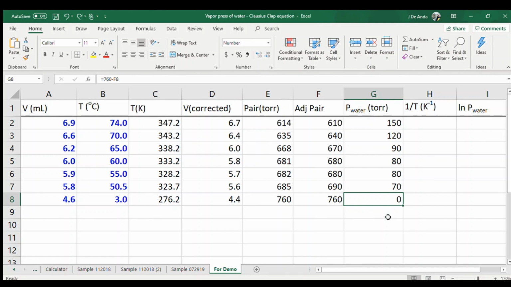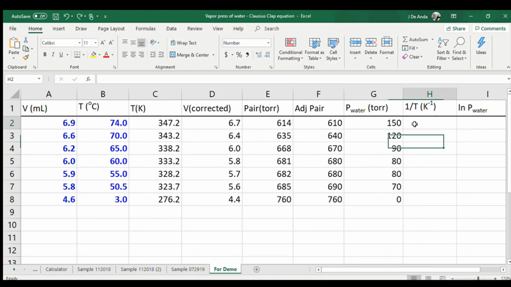In order to get the Clausius-Clapeyron plot, we have to get the reciprocal of the temperature and also the natural logarithm of the pressure of water. Again, you can do this in your calculator and just put the values into the Excel spreadsheet, or you can let Excel calculate it for you.